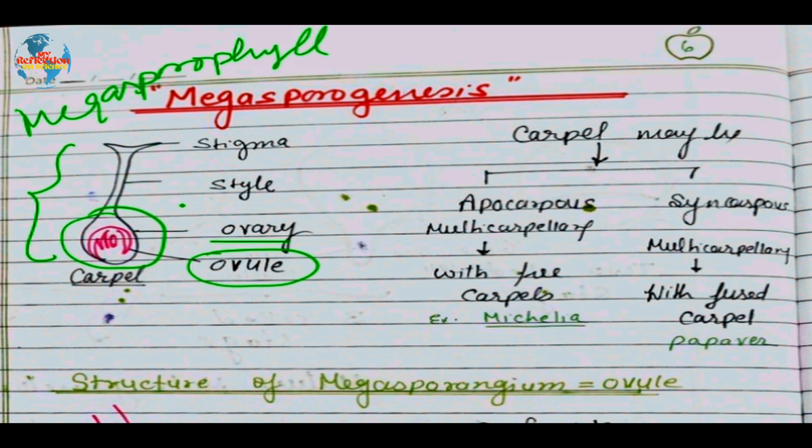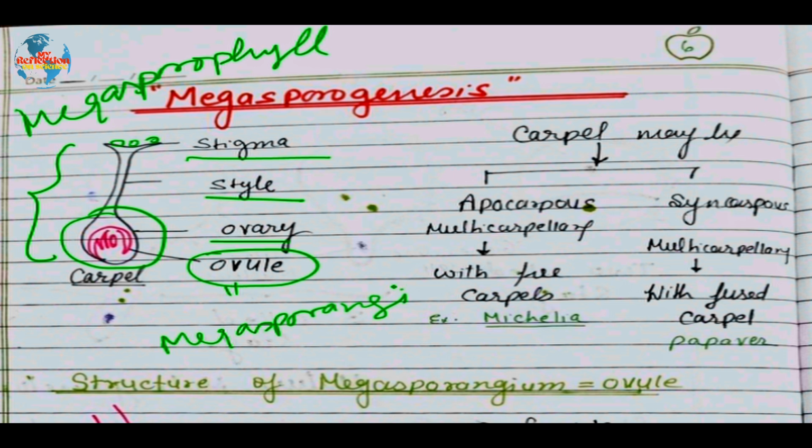Then this narrow tube-like structure is called as a style. And at the top, we are getting a stigma where pollen grains are settling down after pollination. So the process of formation of megaspore inside megasporangium is termed as megasporogenesis. Here this complete structure is megasporophyll. The ovule is called as megasporangium.